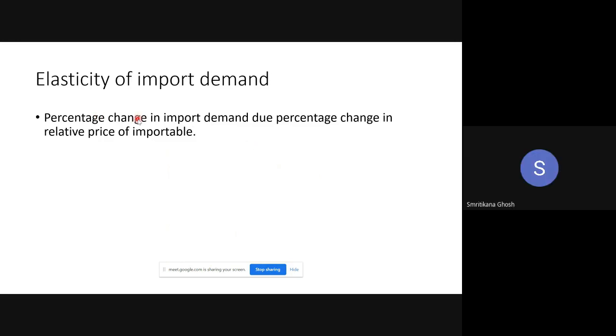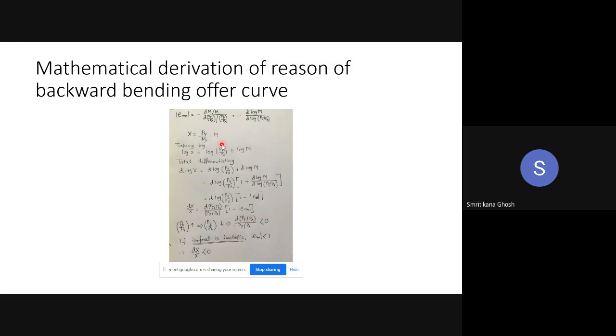This is the definition: percentage change in import demand due to percentage change in relative price of importable. This is the elasticity of import demand. And this is the mathematical derivation: elasticity of import, just what we have written, in the log form.